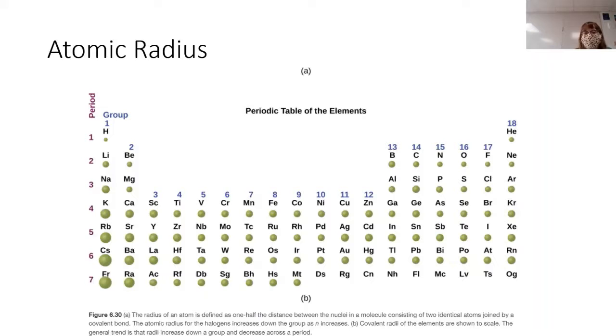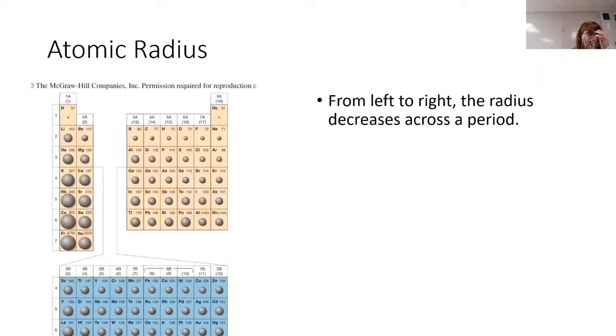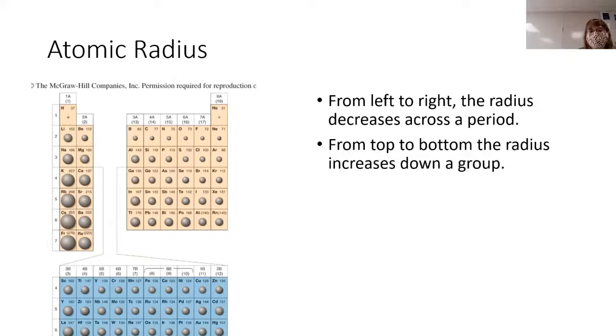Okay. So the trend is from left to right, the radius decreases across the period. The trend going down is as we would expect it. Top to bottom, the radius increases. Now there is a little exception I'll get to in just a second.